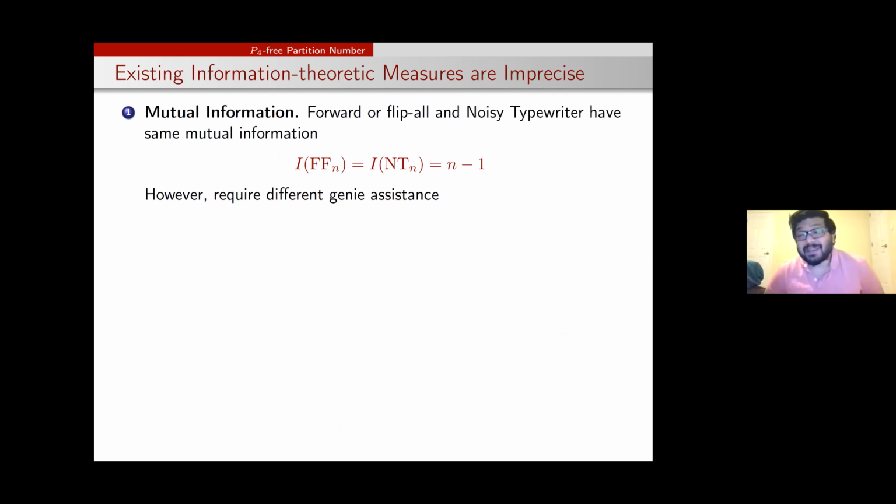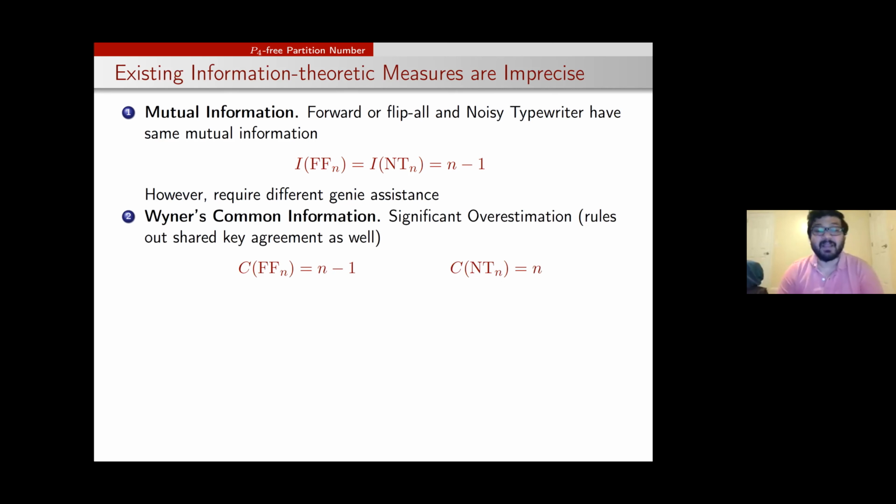Okay, now I need to make a case for why we needed to introduce something new. Why don't existing concepts take care of this quantity? So for example, Shannon's mutual information is identical for forward or flip-all and noisy typewriter, but they have completely different partition numbers. So obviously, mutual information is not the correct quantity to look at. If you consider Wyner's common information, it rules out the possibility of generating any secret key. It is a significant overestimation of how much assistance is needed. Okay, but this Wyner's common information is closest in essence to what we have proposed in this paper.